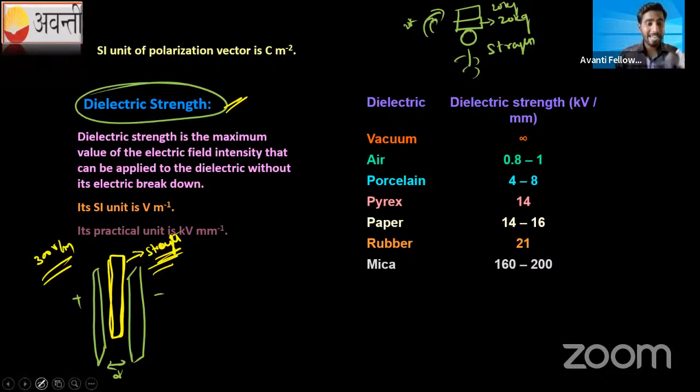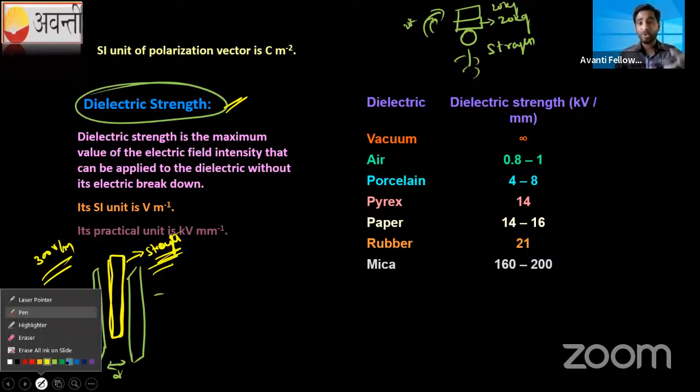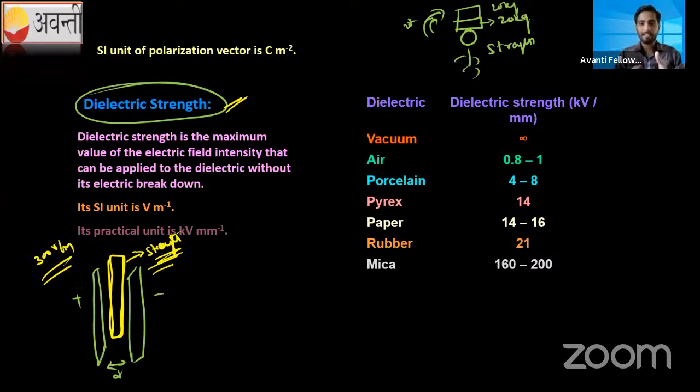I told you about dielectric strength. I have listed out some materials. What is the dielectric strength of vacuum? Vacuum, nothing is there. A vacuum's dielectric strength will be infinity. Even if you apply an infinite electric field, it won't break down.